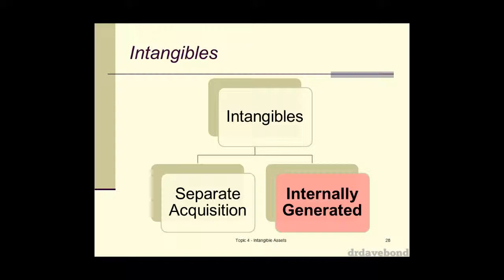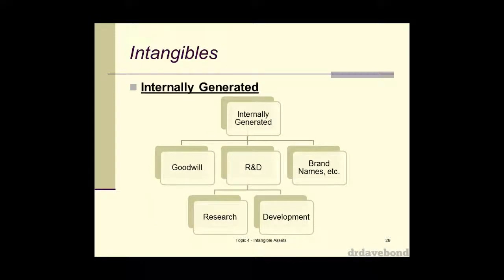So intangible assets. We've had a look at separately acquired assets, and now having a look at internally generated intangible assets. And there are three main types that we're looking at. We've got goodwill, we've got research and development, and we've got brand names and various other things under that banner. Now, we're going to have a look at each of them in turn and then figure out what we end up doing with them.